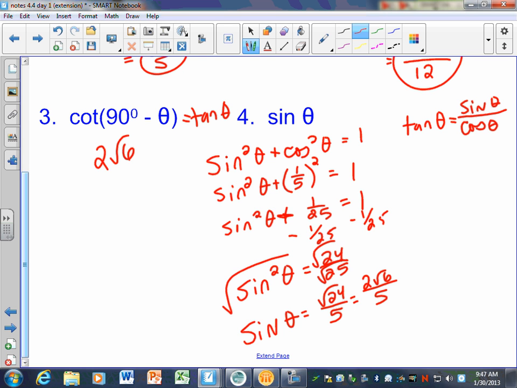Right? You should get the same answer over here, but I wanted to answer his question there. The tangent was 2 square root of 6. Right? No. Is that right?